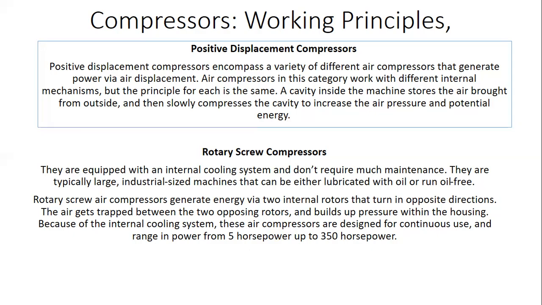Let us look at rotary screw compressors. Now, these are basically equipped with an internal cooling system and they don't require much maintenance. They are typically large industrial sized machines that can be either lubricated with oil or run oil free. Rotary screw compressors generate energy via two internal rotors that turn in opposite directions. The air now gets trapped between the two opposing rotors and builds up pressure within the housing.